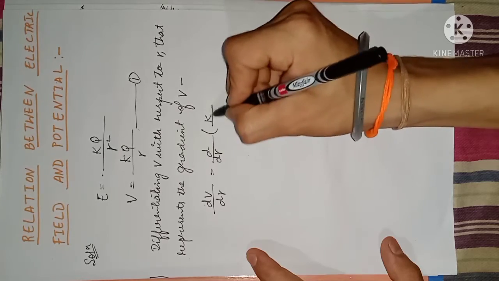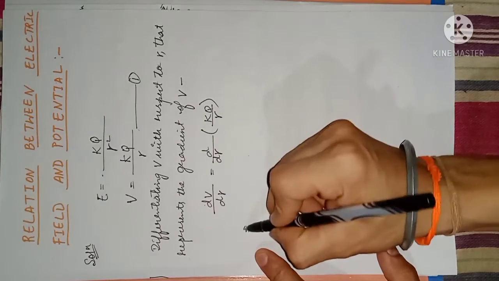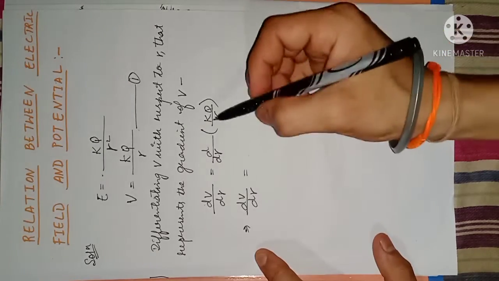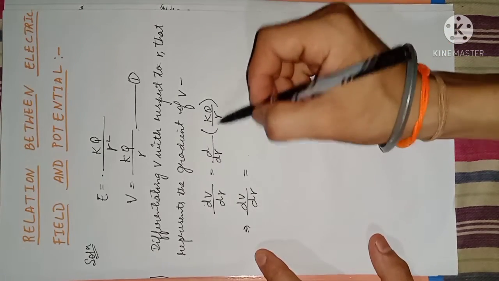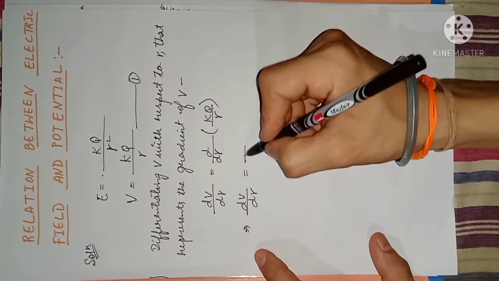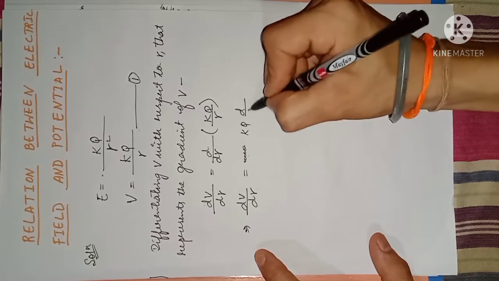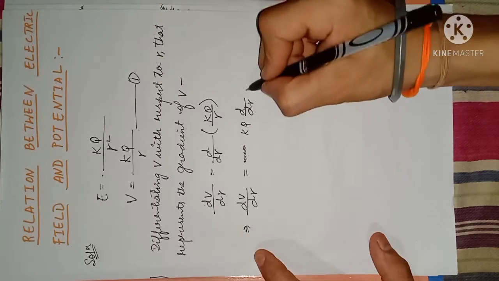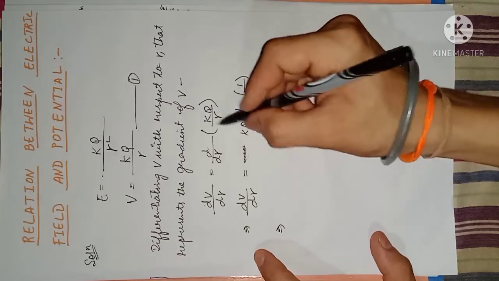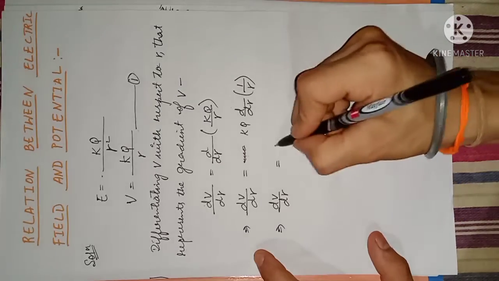kq by r. Okay, we just need to differentiate. Now we can write dV by dr, which is equal to, if you differentiate this, the constant kq will come out, and only d by dr of 1 by r will remain here, since kq is constant. So dV by dr will be equal to kq.